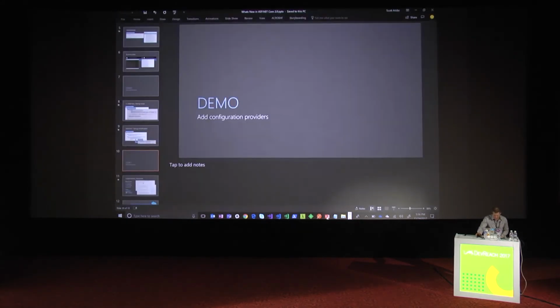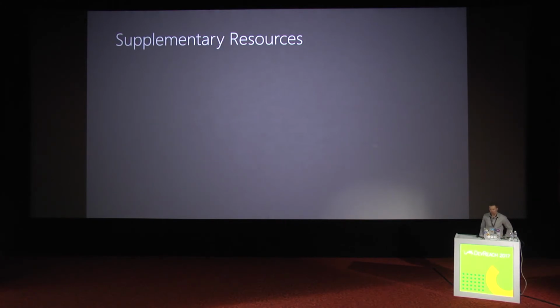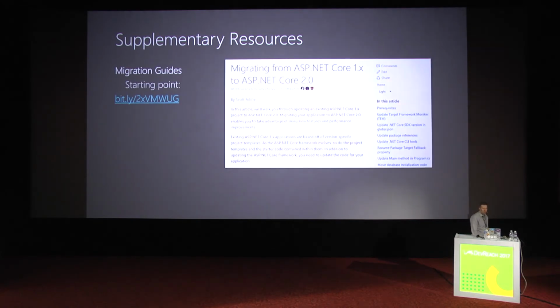All right. Let's jump back into the slides. Just a couple more to go here. So let's say you have a 1.x ASP.NET Core application and you want to migrate to 2.0 to take advantage of some of these features that we've talked about. We've actually got some pretty extensive documentation out on docs.microsoft.com. There's migration guides. As a starting point, you should take a look at this particular document.